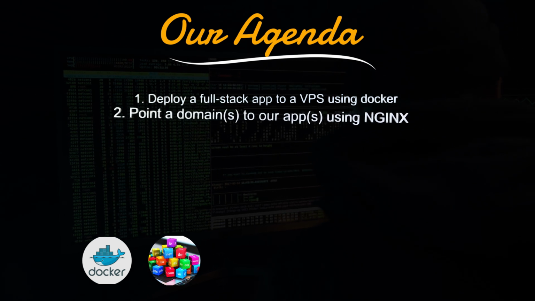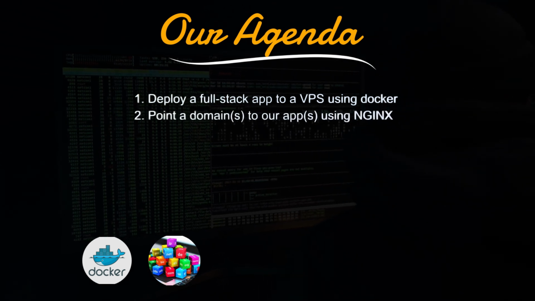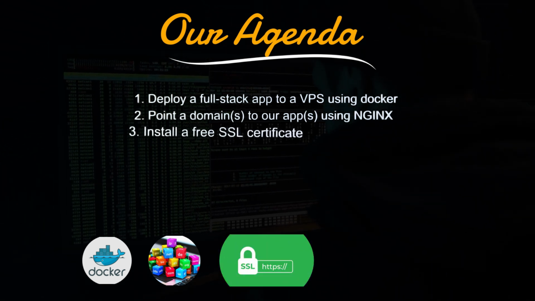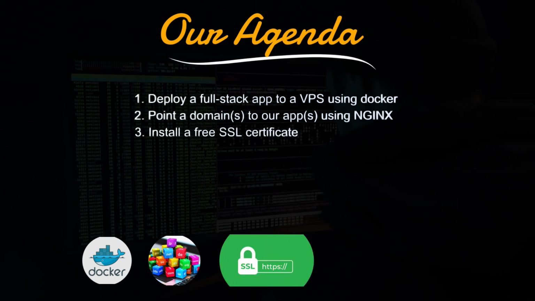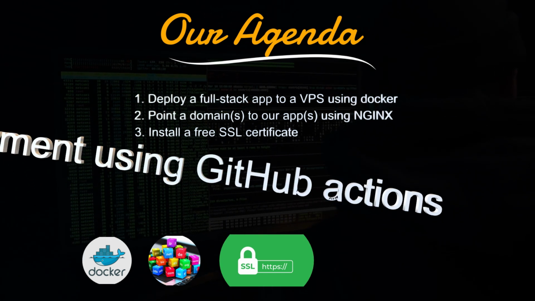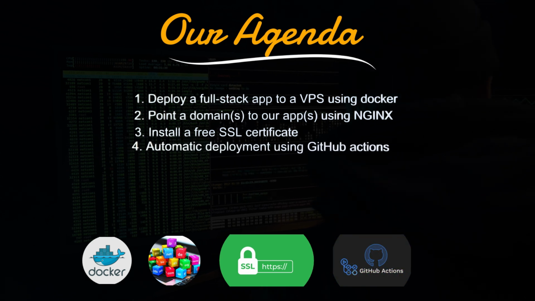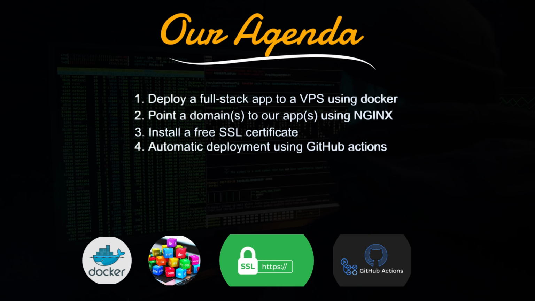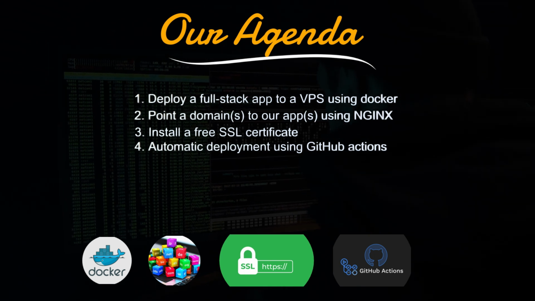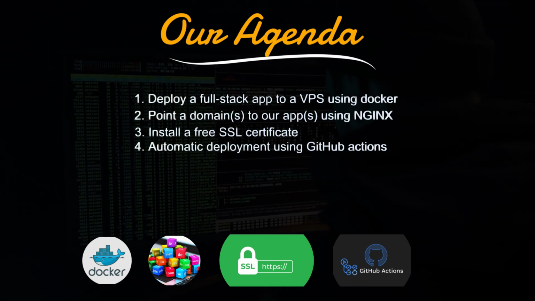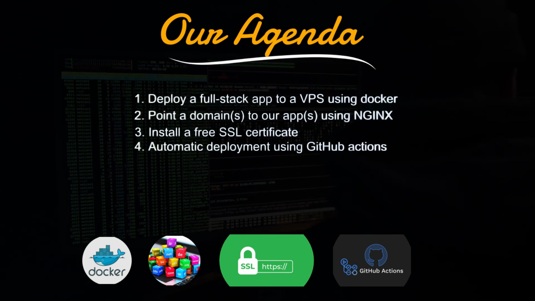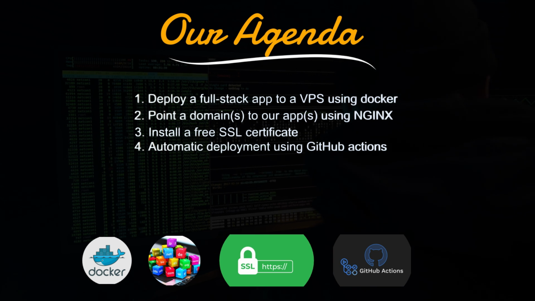I'll show you how you can point a domain name to your apps by using NGINX. I'll show you how you can install a free SSL certificate and automate the renewal process for your certificates. And finally, I will show you how you can automate the deployment process by using GitHub Actions so that every time you push changes to your GitHub repository, those changes will automatically get redeployed to your VPS.